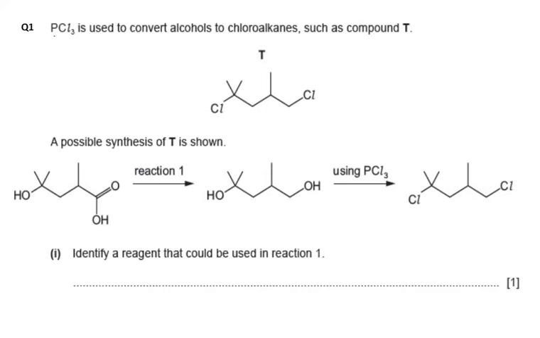Here it says PCl3 is used to convert alcohols to chloroalkanes such as compound T. Here is the compound T given to us. A possible synthesis of T is shown. So here is our compound T, and it is synthesized from the initial compound given, in a two-step reaction. Now what you are going to do is first find out the functional groups. Here is our first functional group in this compound, and here is our second. All others are just hydrocarbon chains.